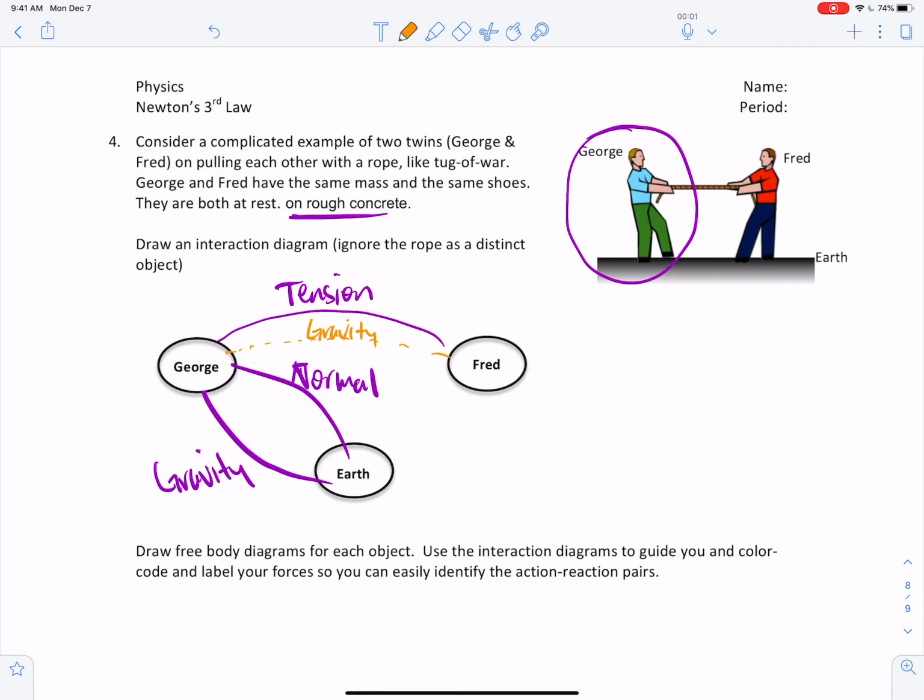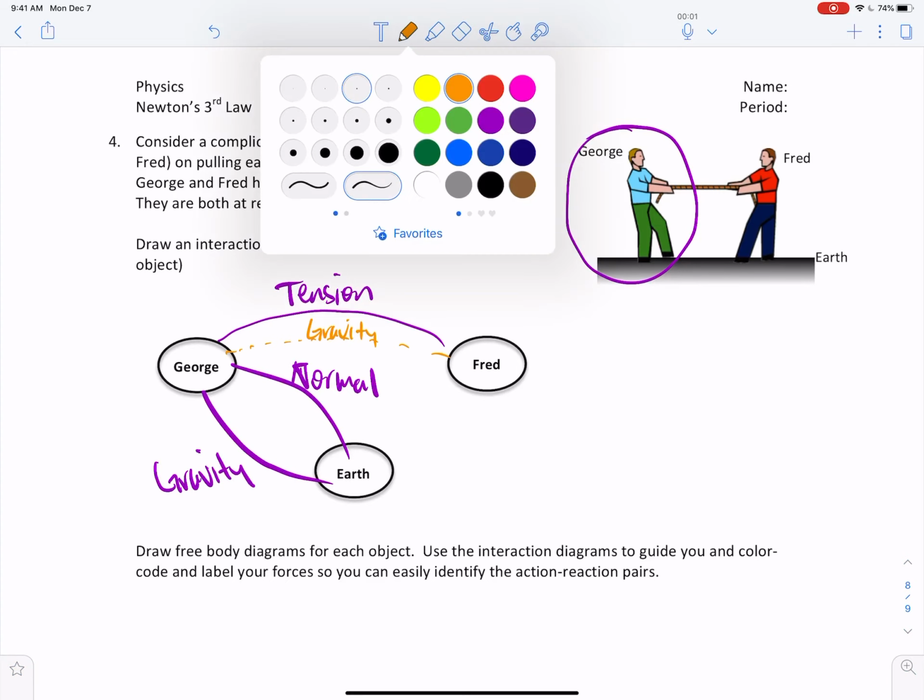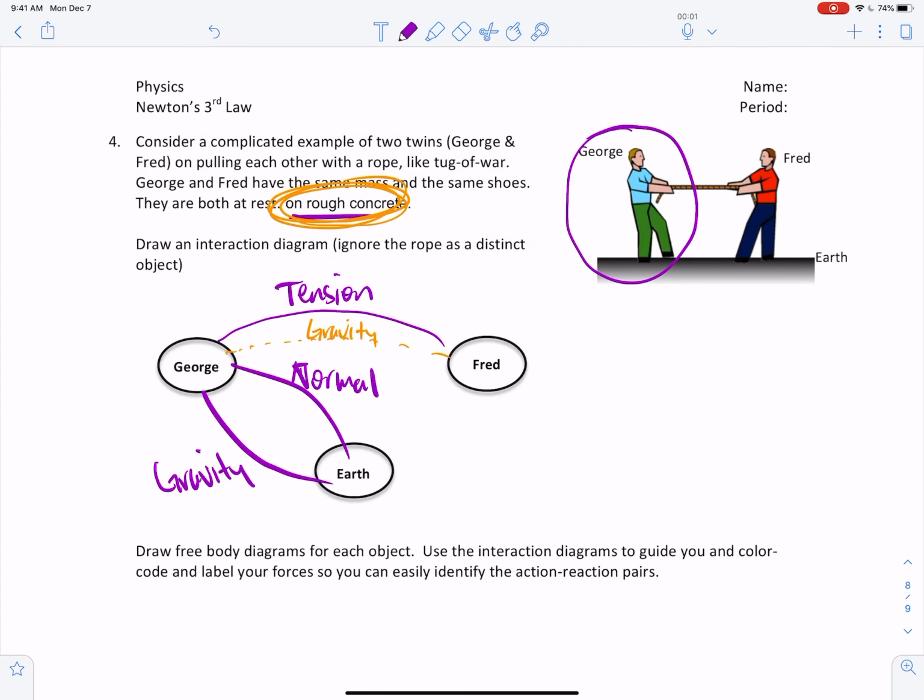All right, let's go to the other guy, Fred. Oh, you know what? There's one more I just thought about, and I underlined it up here: rough concrete. So what's preventing George from slipping in this tug of war? Well, he's gripping the earth through friction. So there is a frictional force in addition that's acting on George. So it's a third interaction with him and the earth. I'm going to draw it way out here. Friction.